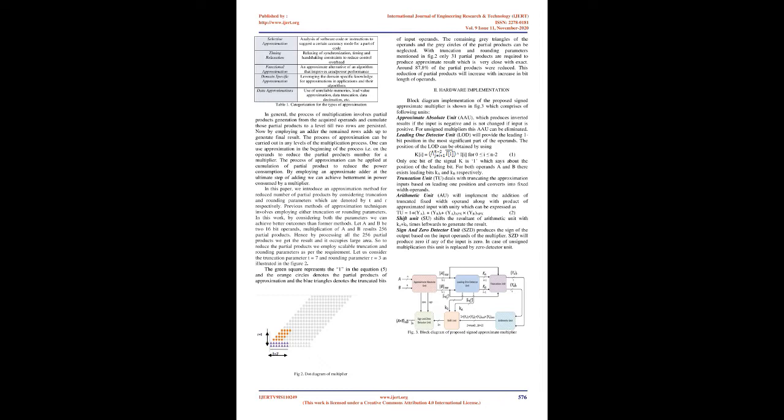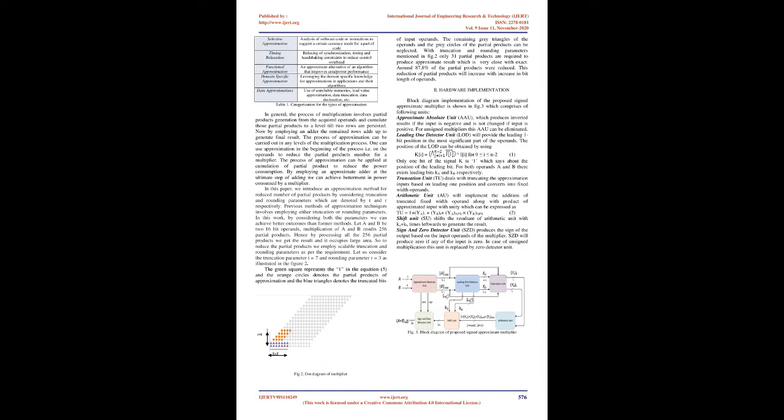multiplier. In this paper, we introduce an approximation method for reduced number of partial products by considering truncation and rounding parameters, which are denoted by T and R respectively. Previous approximation techniques involve employing either truncation or rounding parameters. In this work, by considering both the parameters, we can achieve better outcomes than former methods.